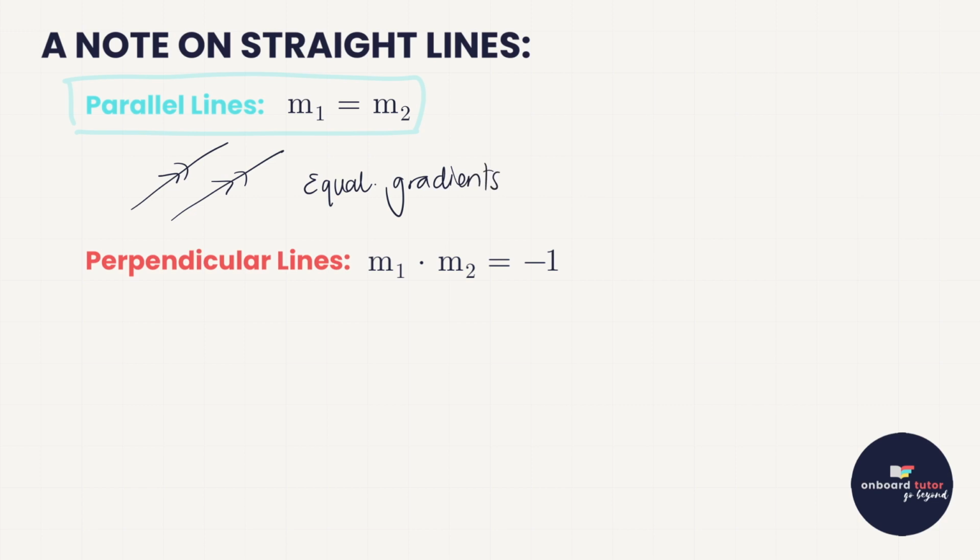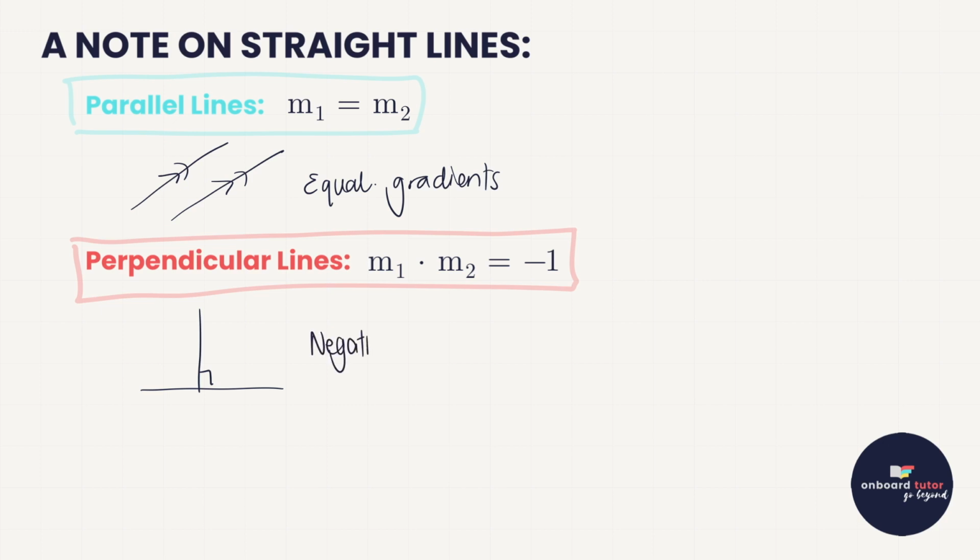And then we've got perpendicular lines, which are two lines that definitely intersect, and in fact they intersect at a very specific angle, and that is a 90-degree angle. And their gradients are not equal. We can multiply them, and the answer should be minus 1. And so what's an easy way to remember is that the gradients are the negative reciprocal of each other.